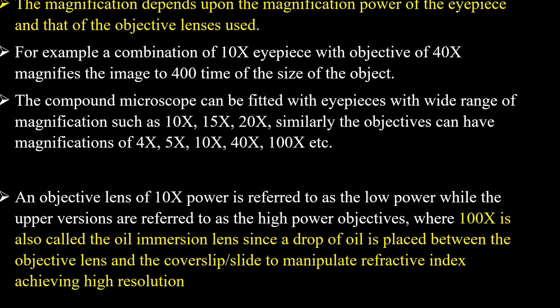Similarly, the objectives have magnification power of 4x, 5x, 10x, 40x, 100x, etc. An objective lens of 10x power is referred to as low power, while higher versions are referred to as high power objectives, where 100x is also called the oil immersion lens, since a drop of oil is placed between the objective lens and the cover slip or the slide to manipulate the refractive index, achieving high resolution so as to observe the object clearly.